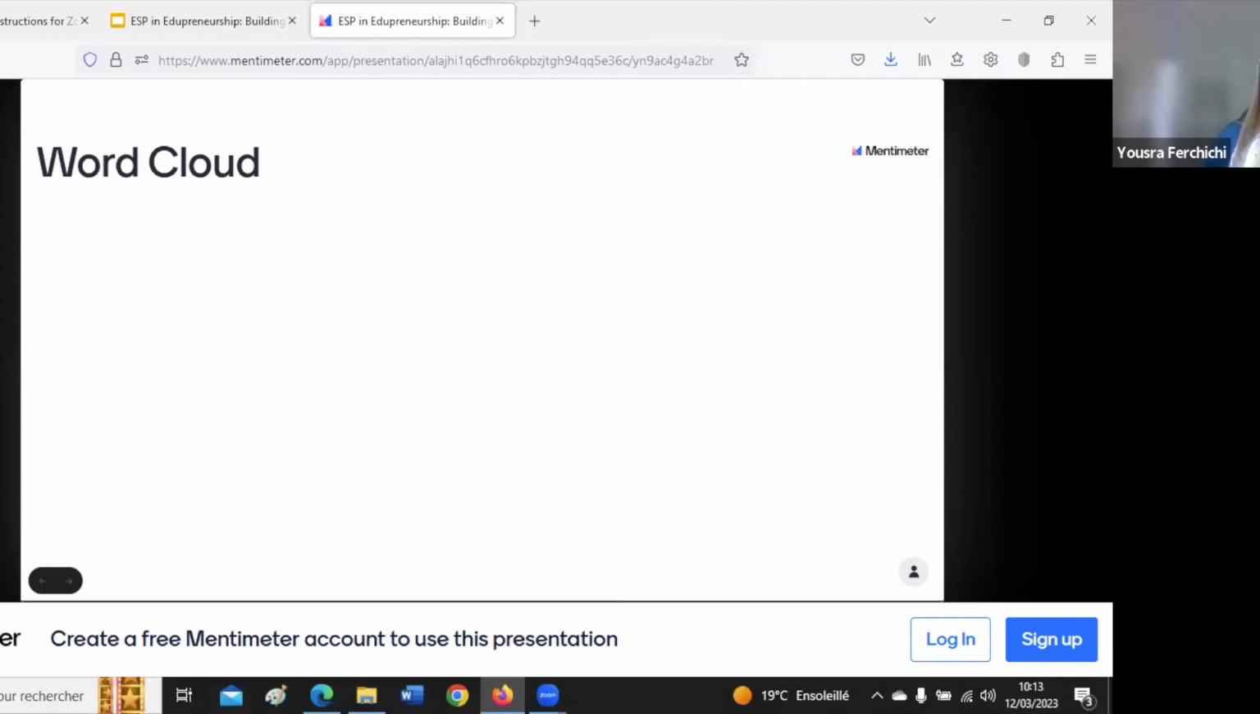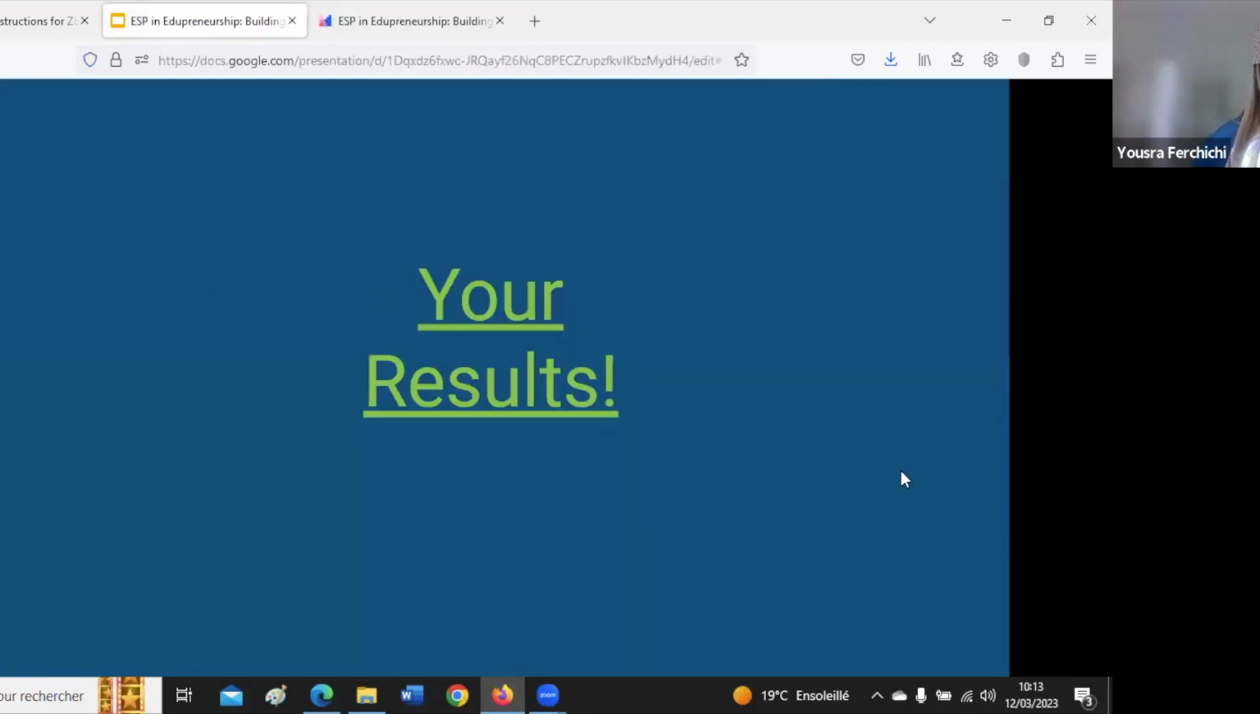Normally, we should be able to see the keywords on the word cloud on the screen. So if you need me to go back to the QR code, please let me know. Here it is again.